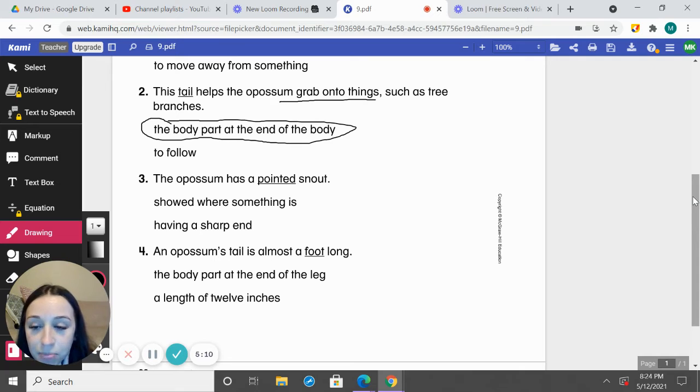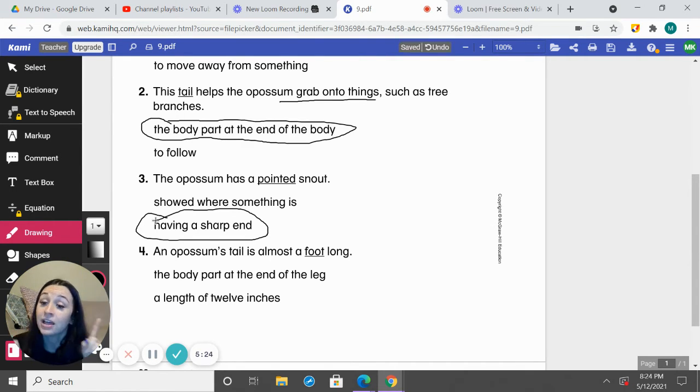The opossum has a pointed snout. Show me your answer. What do you think it is? So you should be holding up your 2, having a sharp end. And let's talk about why that is. So we need to use context clues, the information in the sentence, to help us. The opossum has a pointed snout. So this word snout really helps us here.